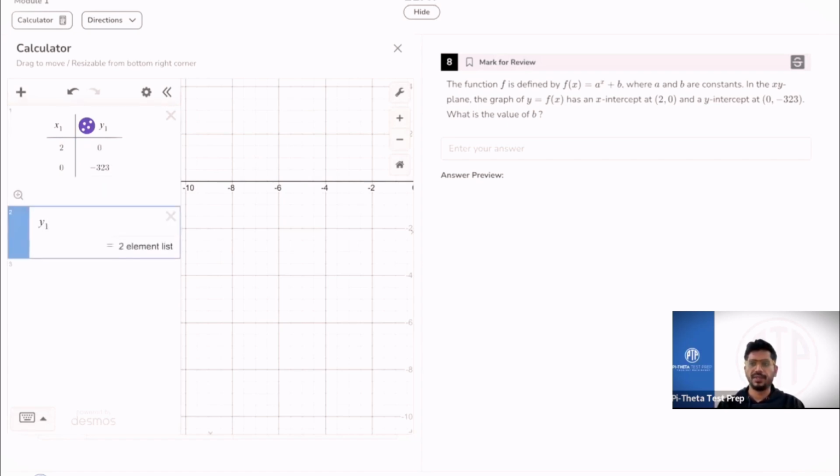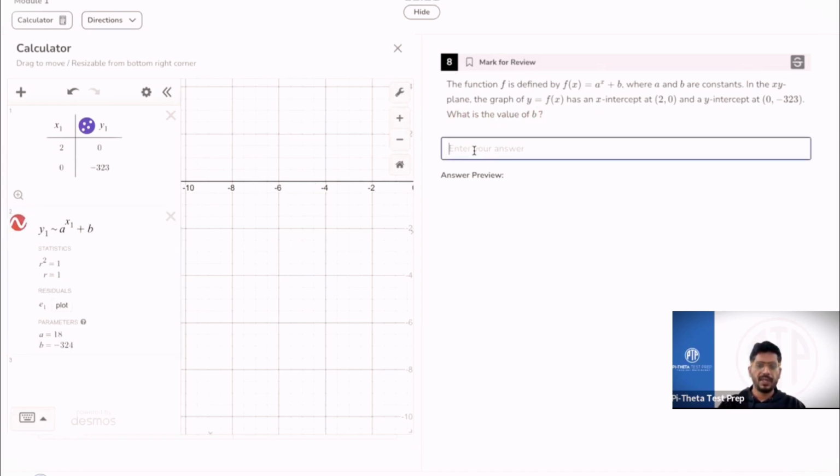We'll use the regression feature here, right? But for the exponential function now, and we'll be using a raised to x1. Now you know why I'm using x1 and y1, because our table consists of x1, y1, right? Now very simply they are asking you the value of b, and value of b is very nicely written here, that is, it is negative 324. Yes. So simply I can write negative 324 here.